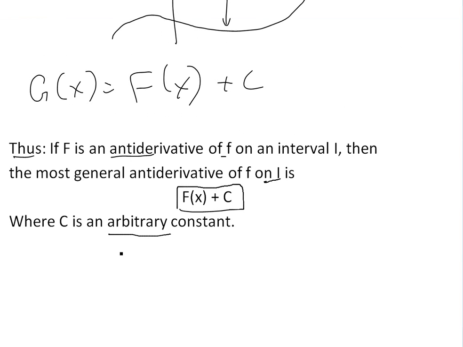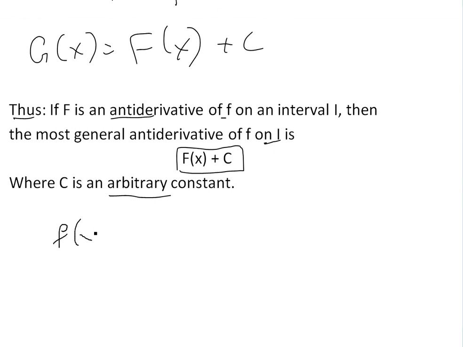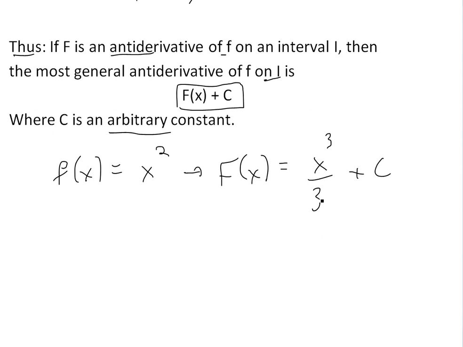So if we look back at that x squared, if we have f of x equal to x squared, then we get a family of antiderivatives, and that's going to be F of x equals x cubed over 3 plus a constant. And this constant, for example, could be 3, minus 1, plus 1, or 0, or whatnot.